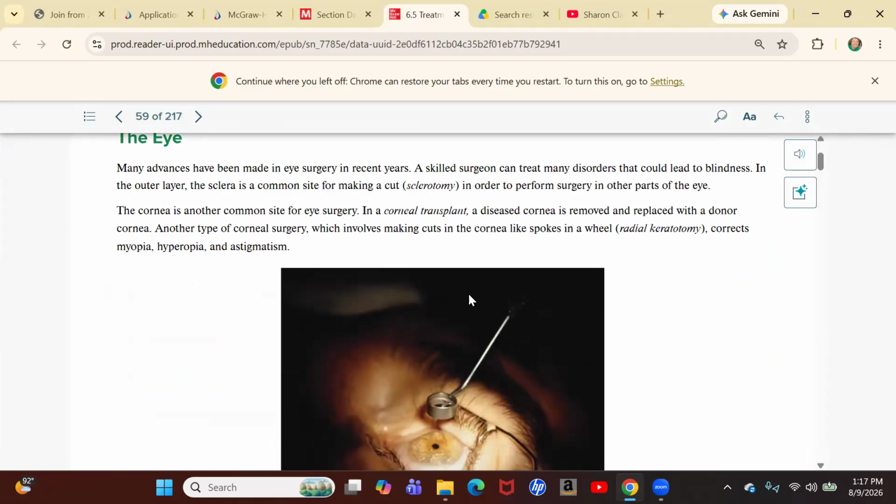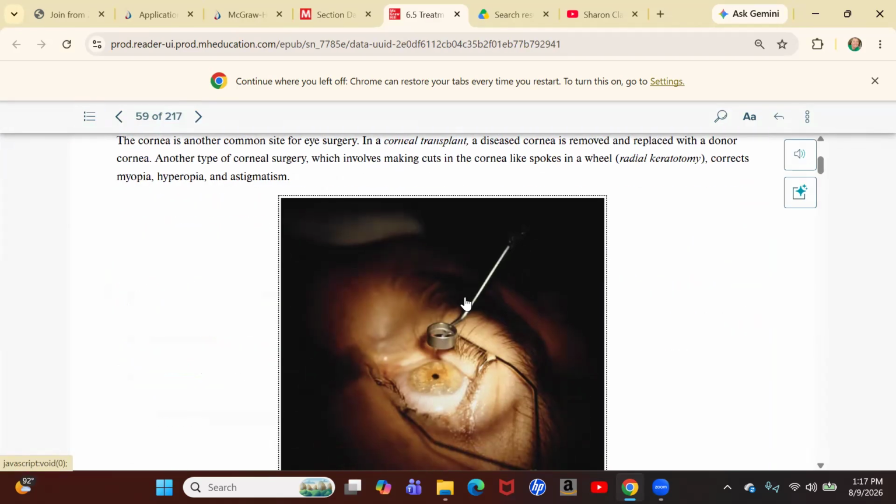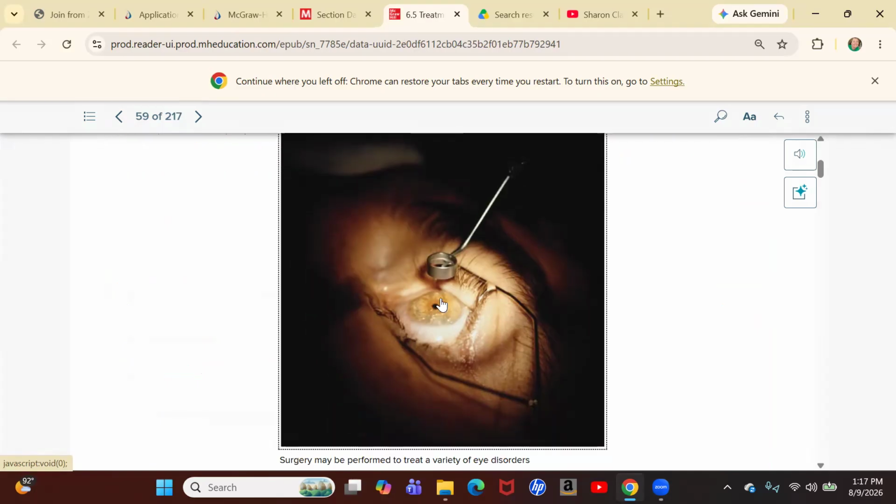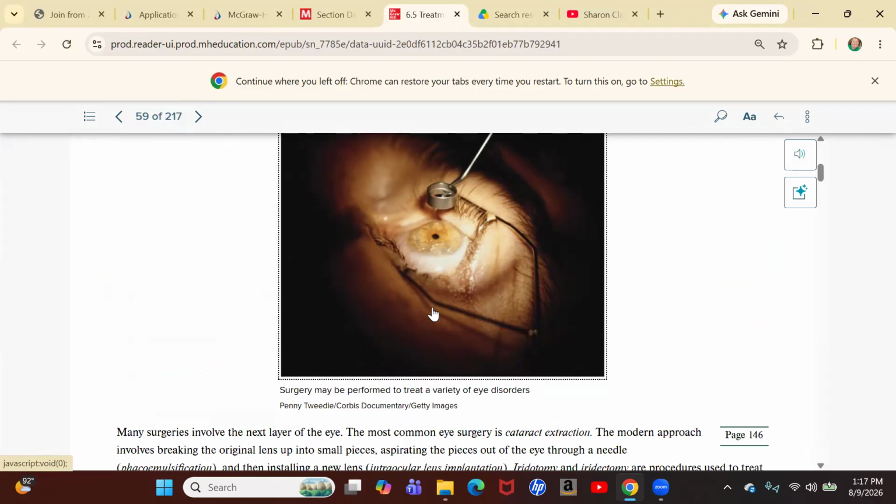Then we have section 6.5. This is looking at treatments. So we have a lot of advanced treatments now for the eyes and the ears. We are able to, with the help of robotics, do much more precise cutting. So sclerotomies are much better.